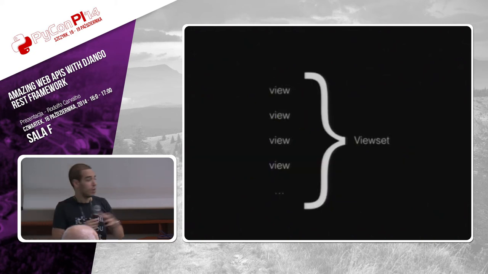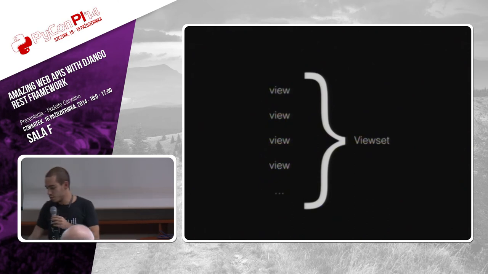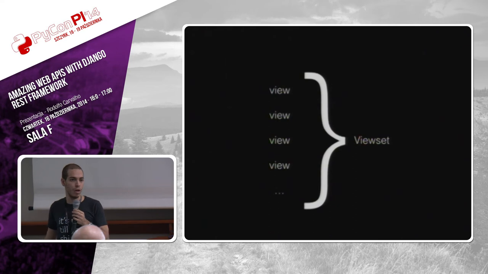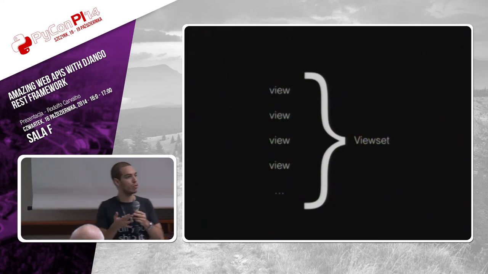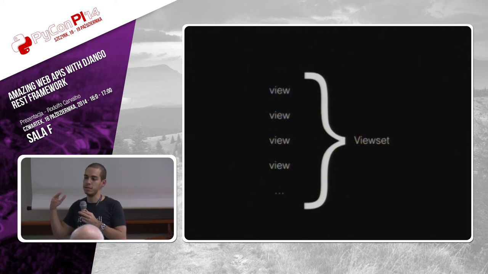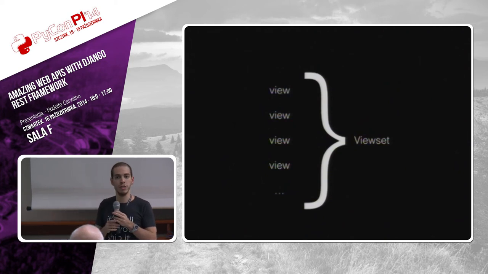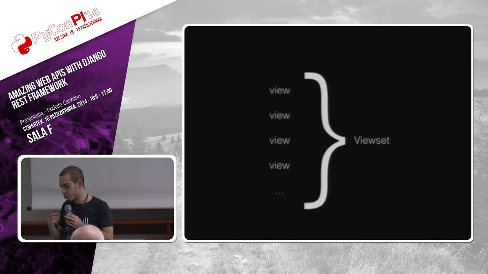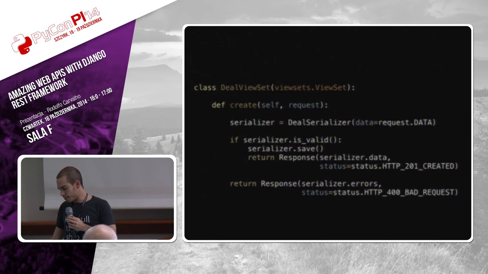Okay, so you write a lot of views. Django REST Framework gives you another concept that lets you encapsulate all this, and it's called the view set. Basically, for most endpoints, you have to handle get, post, put, and delete requests. So instead of writing these as separate views, as you would have to do with Django, you can group this all together in one class, and this is the view set.